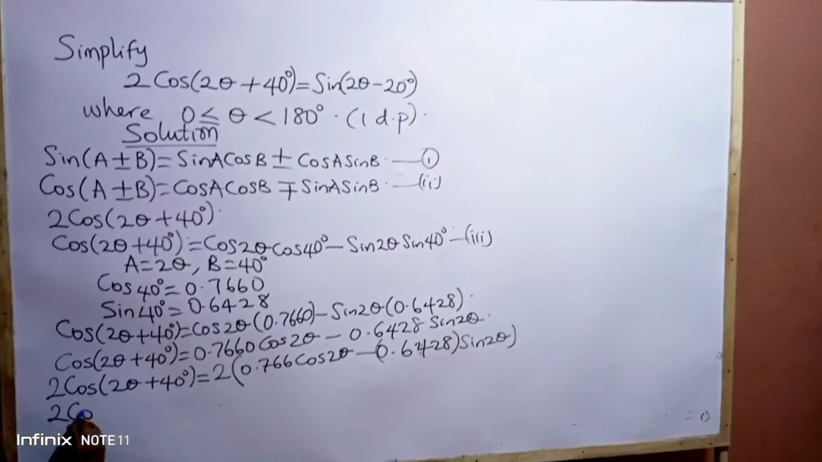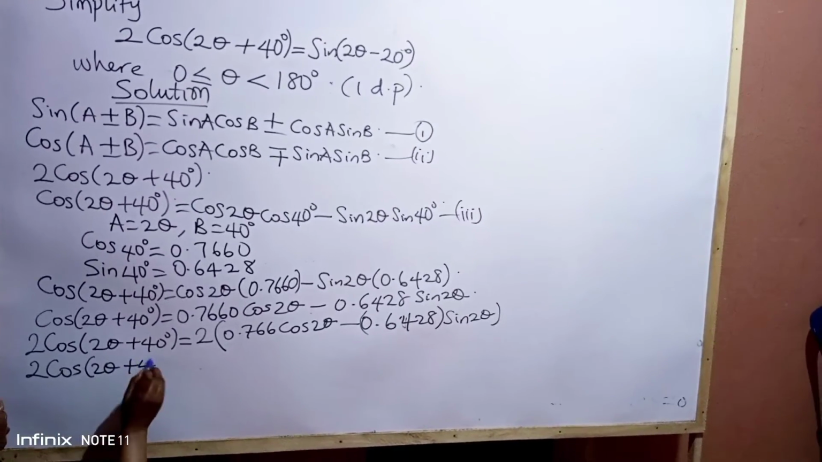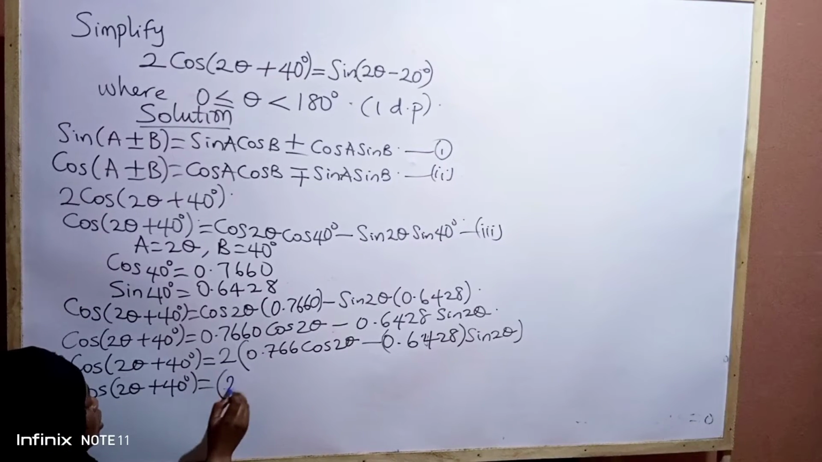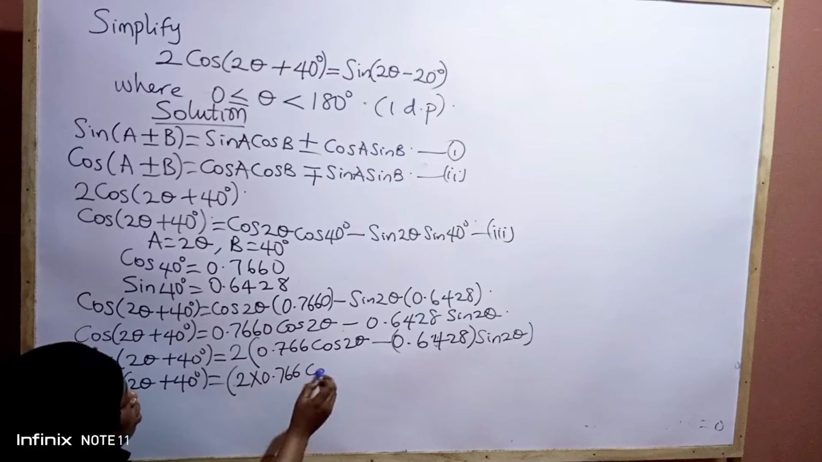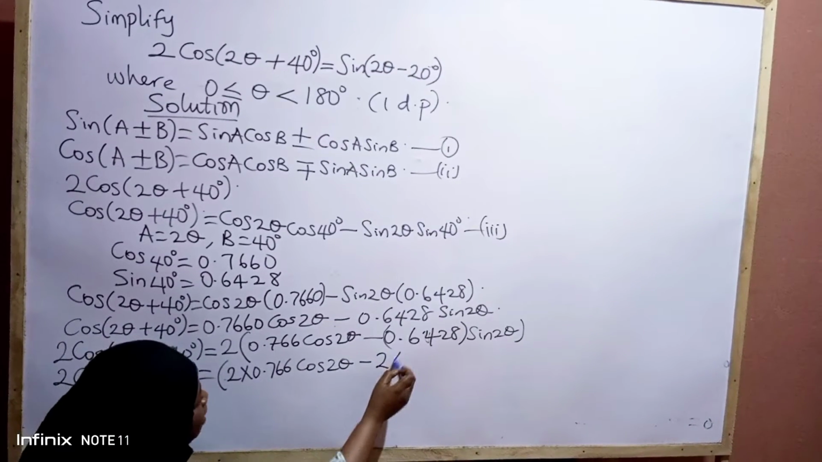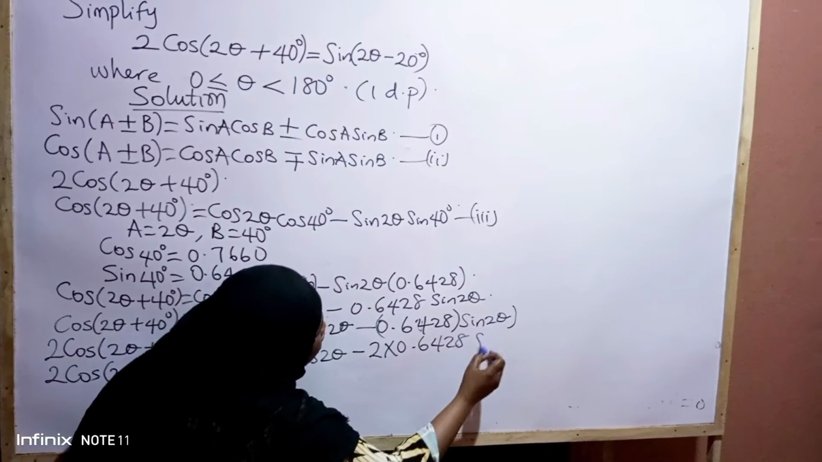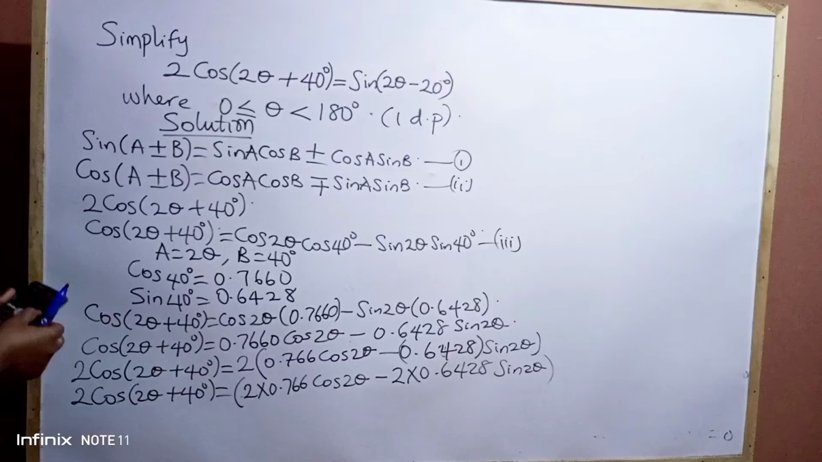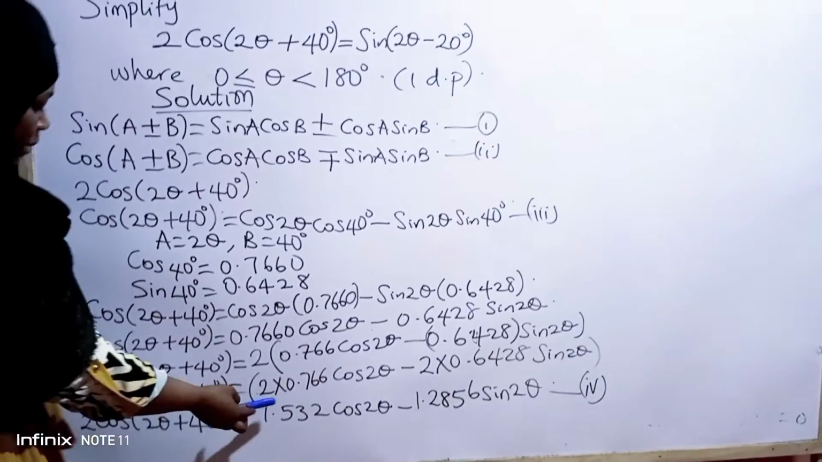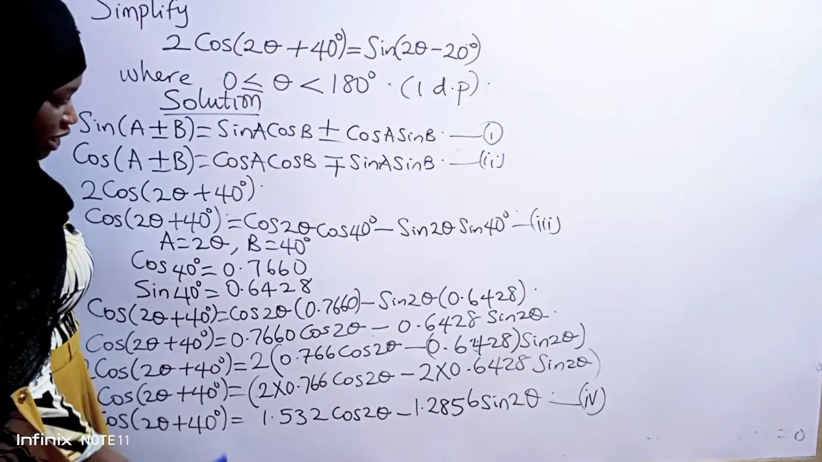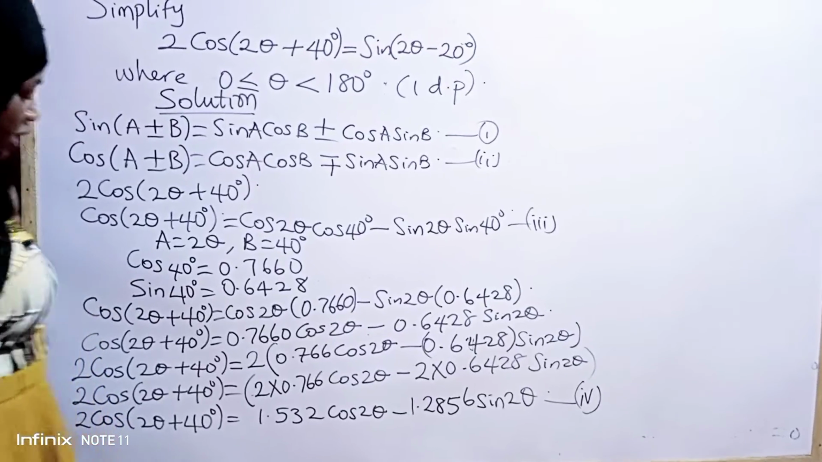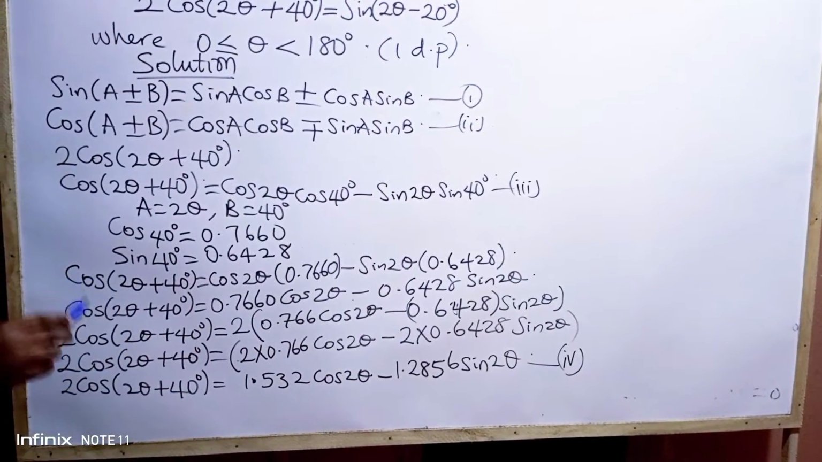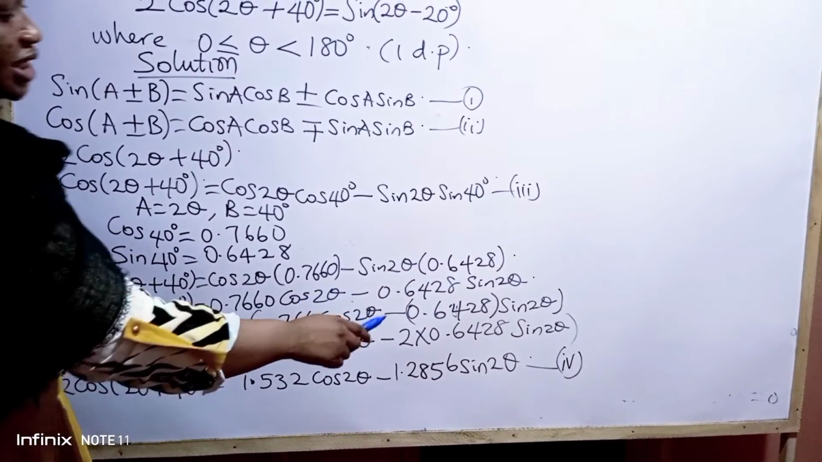So I can now simplify it further and say that 2 cos of (2 theta plus 40 degrees) will be equal to, I want to use 2 to multiply everything inside the brackets. So I have 2 multiplied by 0.766 cos 2 theta, then minus 2 multiplied by 0.6428 sine 2 theta. Now let's multiply. After multiplying, I got 1.532 cos 2 theta minus 1.2856 sine 2 theta, and I labeled it as equation 4.